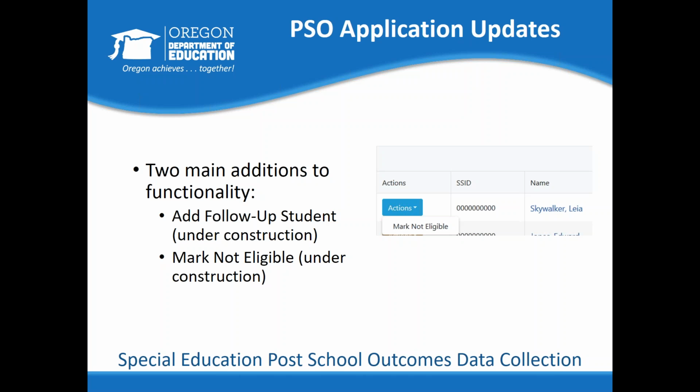Finally, mark not eligible. This is the second place that a district can mark a student as ineligible, and it's from the actions drop-down menu on the list of students. This allows them to mark a student as not eligible without going into the student's interview record. The user will still be asked why they're being marked as ineligible and will still have the same options as if they were in the student's follow-up interview record. Students marked as ineligible will not count toward their dashboard metrics.